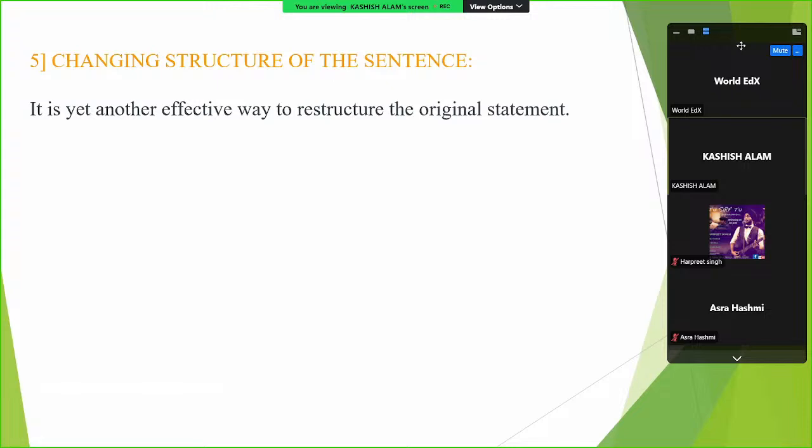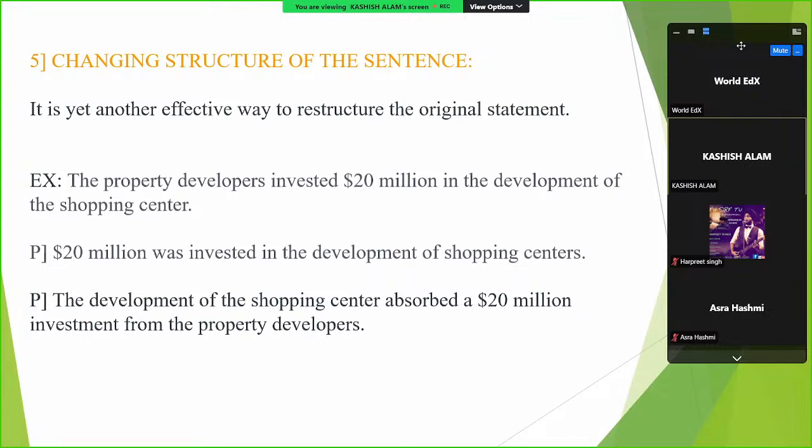Changing the structure of the sentence. It is yet another effective way to restructure the original statement. Have a look. The example says, the property developers invested $20 million in the development of the shopping center. Another way to write it: $20 million was invested in the development of the shopping center. Or the paraphrased version, you can say, the development of the shopping center absorbed a $20 million investment from the property developers. If you compare the first paraphrase and the second paraphrased version, the second one gives more appropriate meaning to the original statement as compared to the first one.